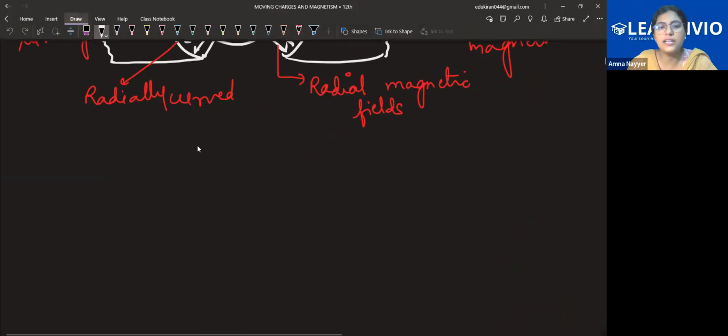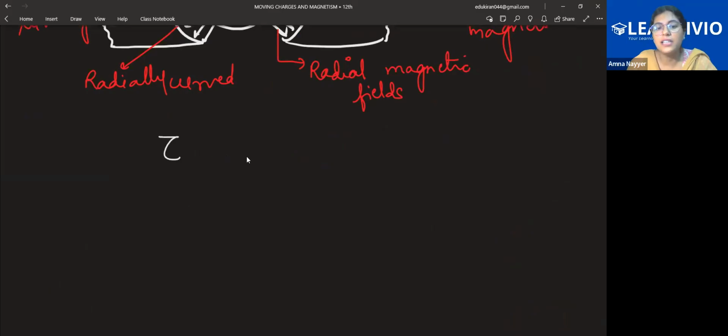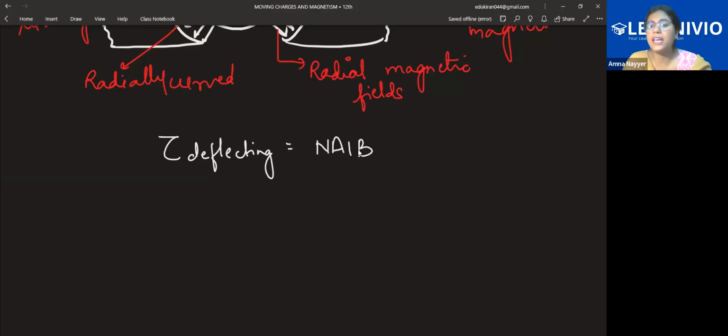Now, torque we have already studied in our previous class. There's a deflecting torque, means the torque with the help of which the pointer is being rotated. So what was the formula of the deflecting torque which we have studied? It is NAIB. N was the number of turns, A is area, I is current, B is magnetic field. This is what we've already studied.